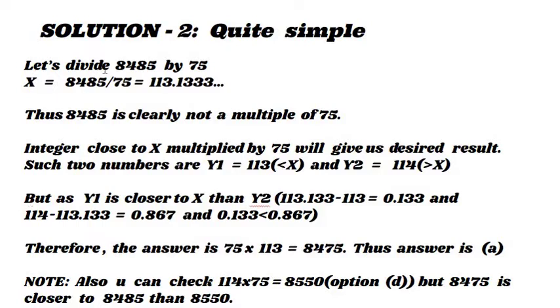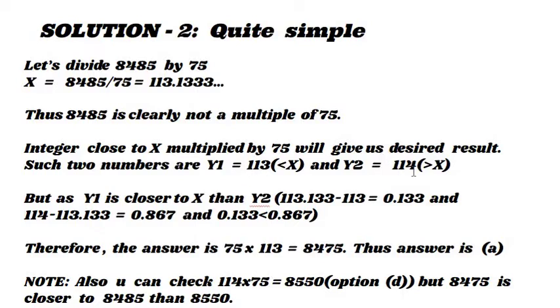If you divide 8485 by 75, you will get x equal to 113.133. As you can see, clearly 8485 is not a multiple of 75, but we need to find a multiple of 75 that is closest to 8485. For this, to get the desired result, there are two numbers possible nearest to x, and the value of x is 113.133. These two possible numbers are 113 and 114.